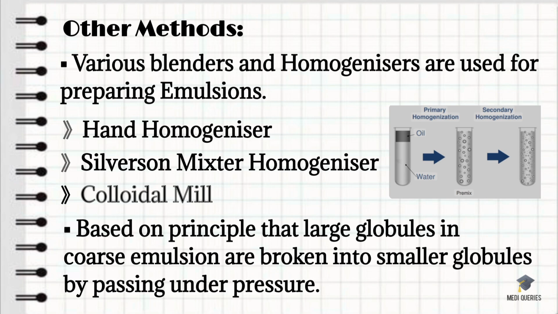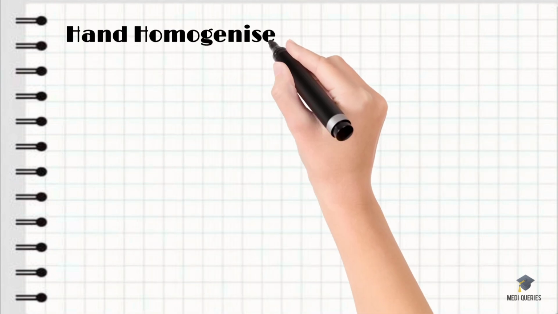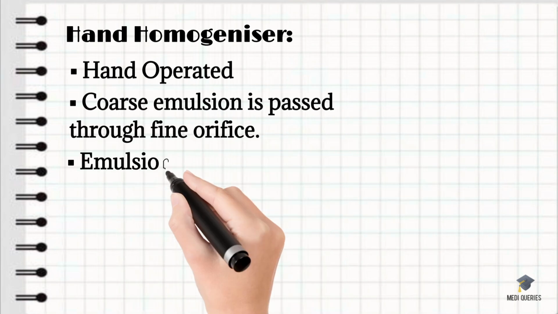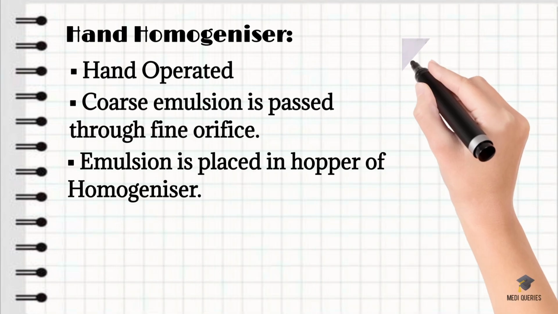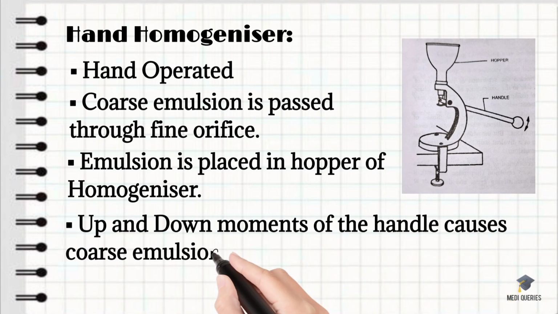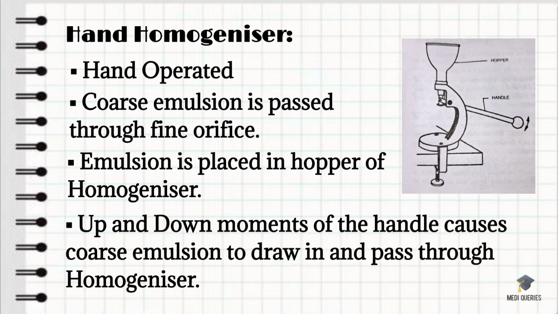Okay, hand homogenizer. The homogenizer is hand operated and the coarse emulsion is passed through a fine orifice. The emulsion is placed in the hopper of the homogenizer first, and the up and down movements of the handle cause the coarse emulsion to be drawn in through the inlet valve and pass through the homogenizing valve. In this way the emulsion is forced to pass through the fine orifice, and the oil globules are broken into fine globules of uniform size.